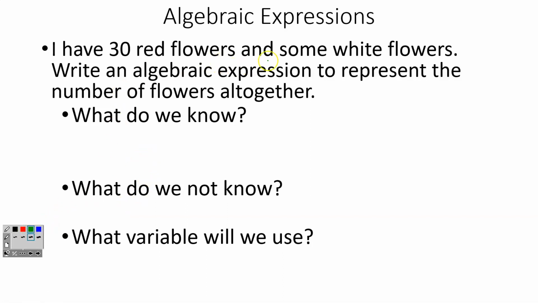I have 30 red flowers and some white flowers. Write an algebraic expression to represent the number of flowers altogether. Well, there's that keyword right there, "and." So what do we know? We know we have 30 red flowers. What do we not know? We don't know the number of white flowers. This is not hashtag white flowers. This is a number sign, so we don't know the number of white flowers.